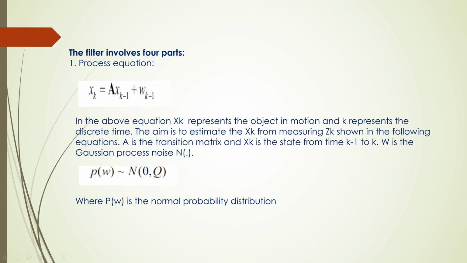Now the filter involves four parts. The first part is known as the process equation, which is shown here. In this equation, xk represents the object in motion and k represents the discrete time. The aim is to estimate xk from measuring zk shown in the following equations. A is the transition matrix and xk is the state from time k minus 1 to k. W is the Gaussian process noise. And this is the second equation, where P of W is the normal probability distribution.